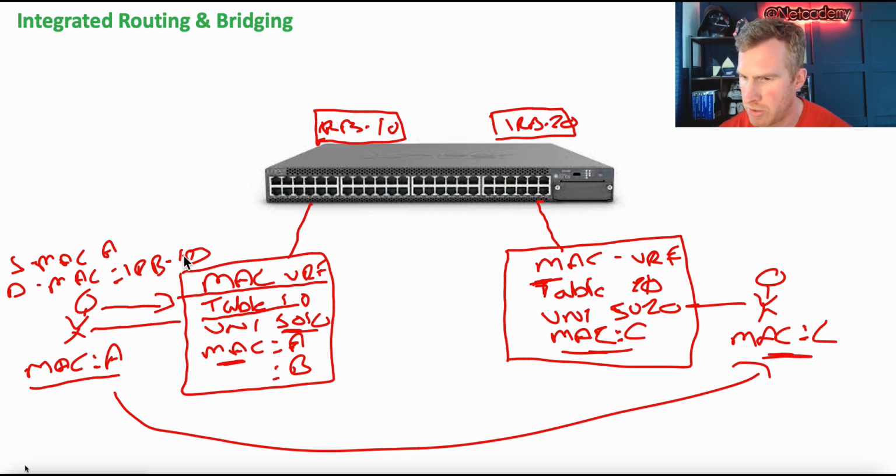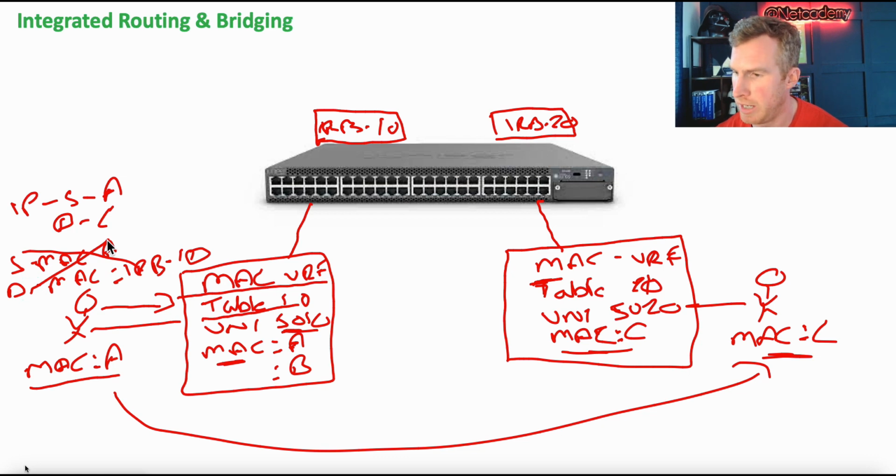And then you're obviously going to have the IP address information on top of here. So the IP address source will be that of user A, and the destination will be that of user C. And it comes through the MAC-VRF, and it actually strips off that layer 2 information, and it will then forward it on to the IRB.10, because again, that is the default gateway. That's how user C is going to get out of this virtual network.